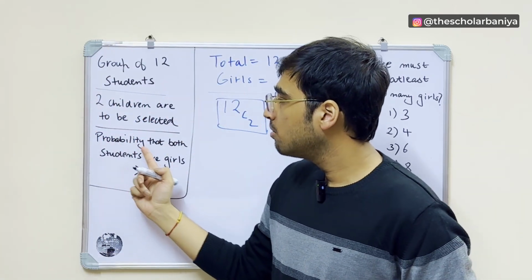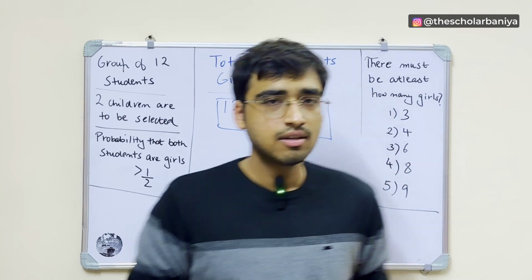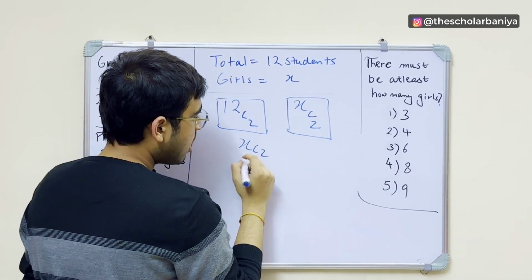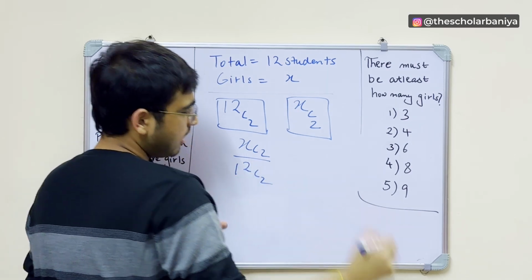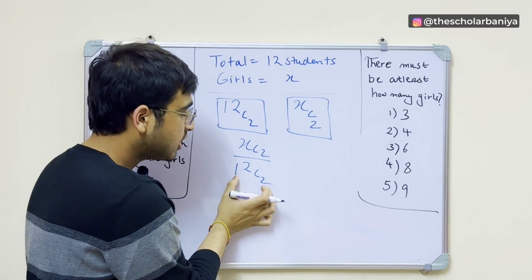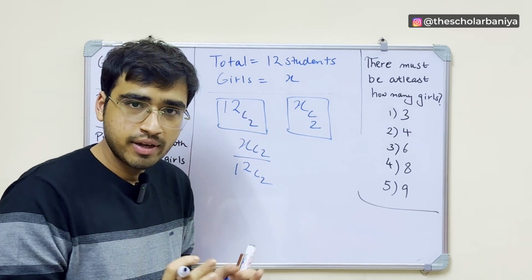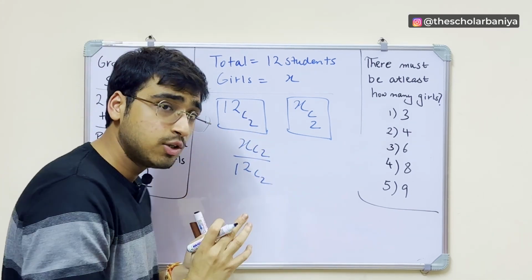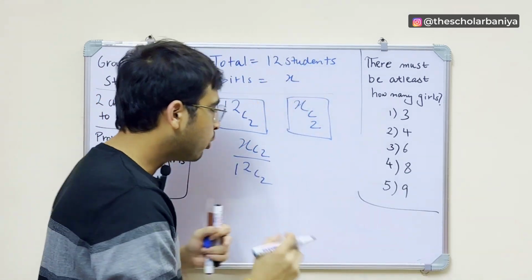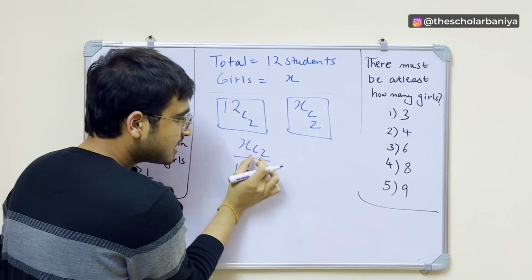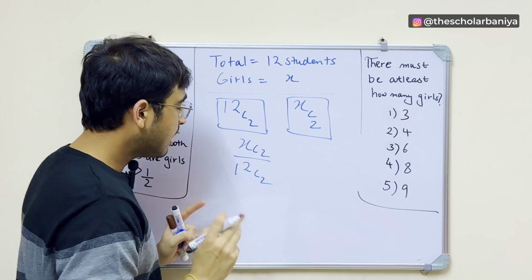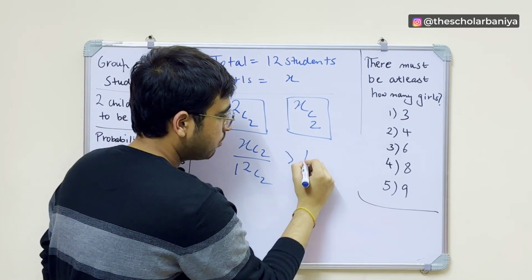Now we are given the probability that both the students are girls. So what is the probability? The probability becomes XC2 upon 12C2. I hope this makes pretty good sense. The total number of ways we can select two people is 12C2. But what we want is both should be girls, which means XC2, where X is the number of girls. This is given to be greater than 1 upon 2, right?